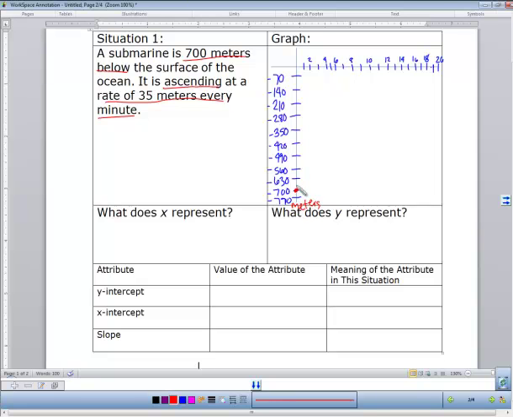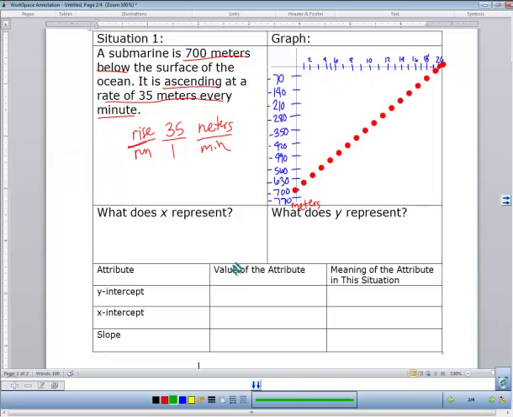And then it ascends at a rate of 35 meters every minute. So if I have rise over run, and my rise I know is going to be, I'm rising 35 meters every 1 minute, so that's 35 meters every 1 minute, then this here helps me out a lot with my slope. I have 700, and then I'm going to plot my points. Go ahead and pause the video so that you can do the same.